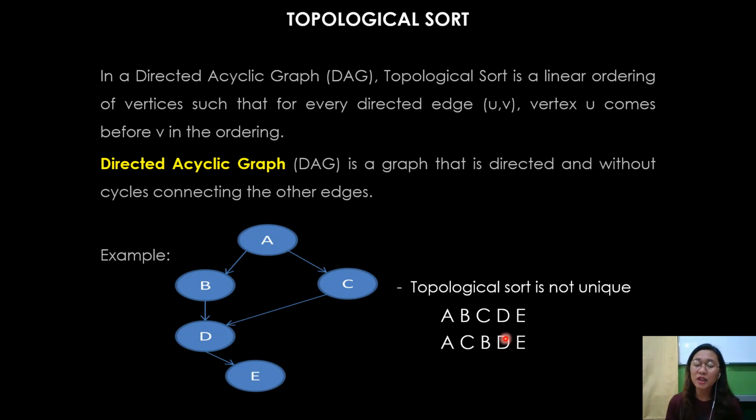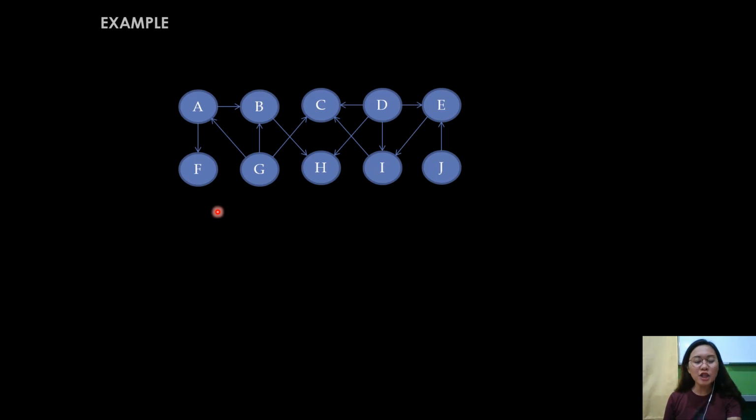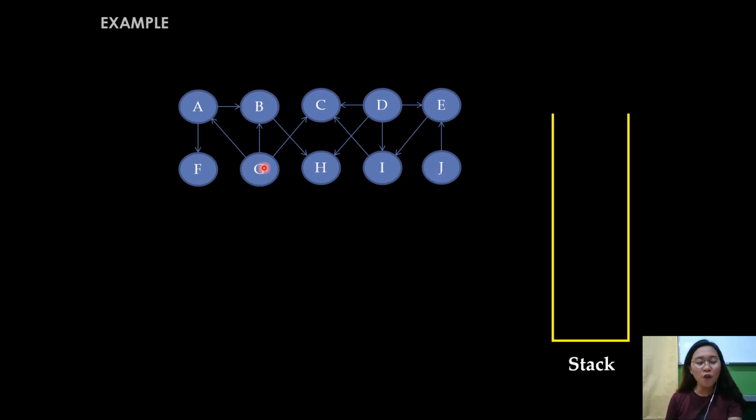Let's look into the details of how a topological sort really works. Now, let's learn topological sorting through an example of this graph. Consider this directed acyclic graph with vertex A to vertex J. So first thing is, let's have an empty stack. And we initially have all these vertices as unvisited, as shown by this color marking.